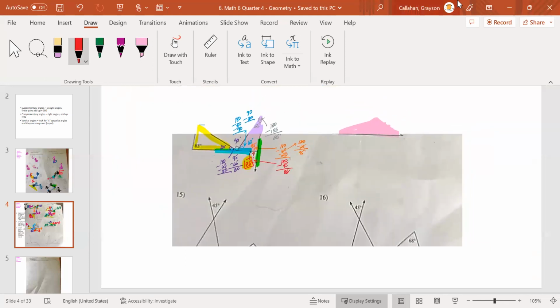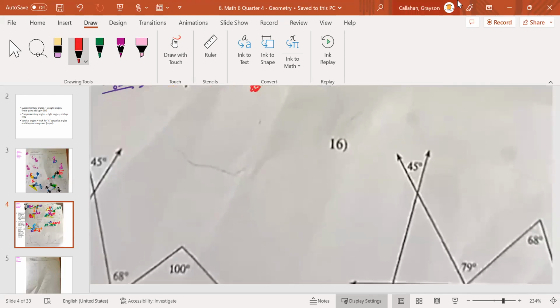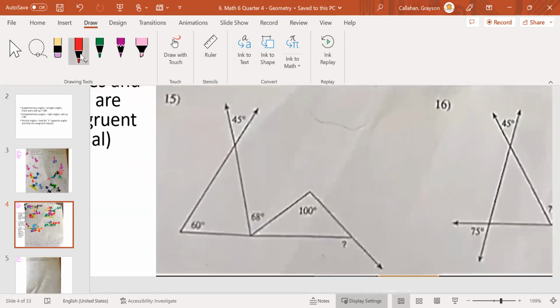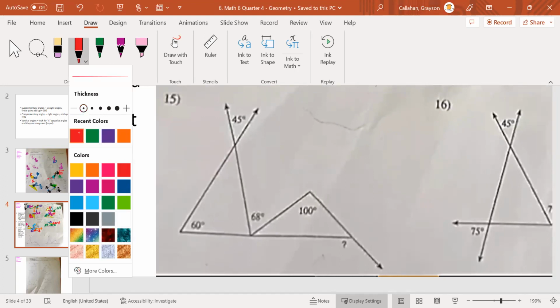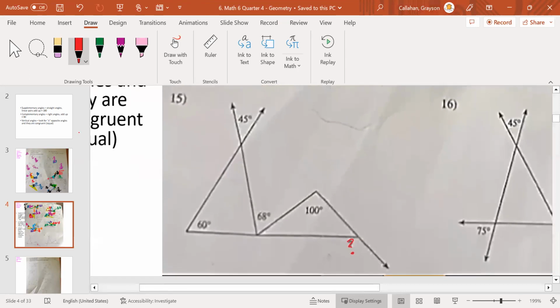I think that's it. Jeez, this is a long one. All right. 15 is going to be a little bit complicated, but that's okay. We'll figure it out together. All right, where's your arrow? Where's your question mark? Right there. Okay.